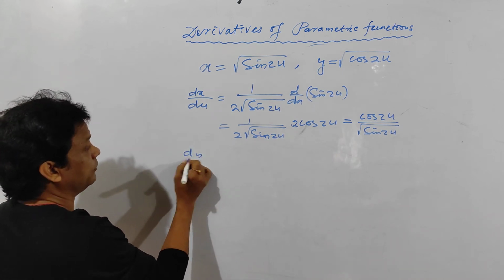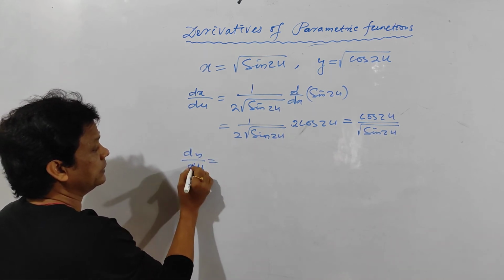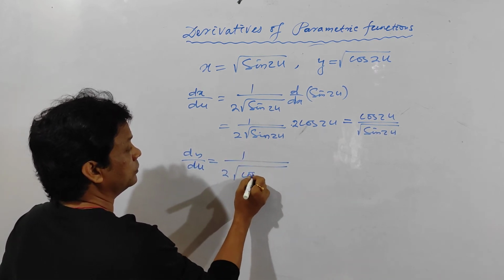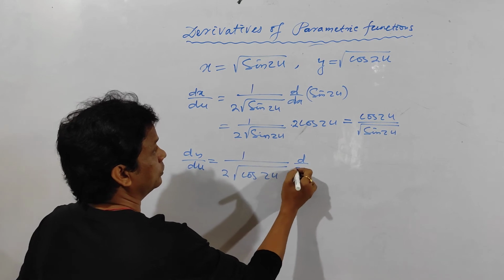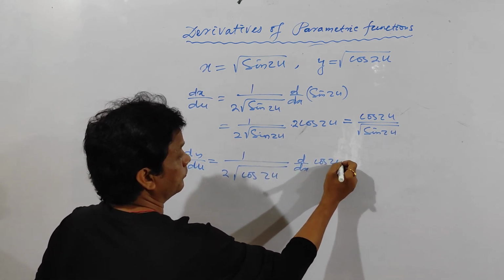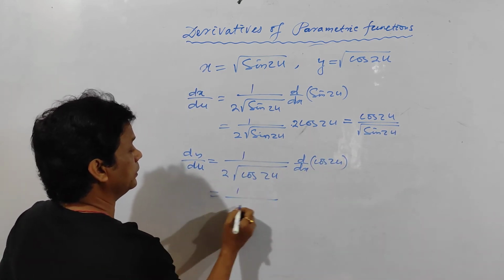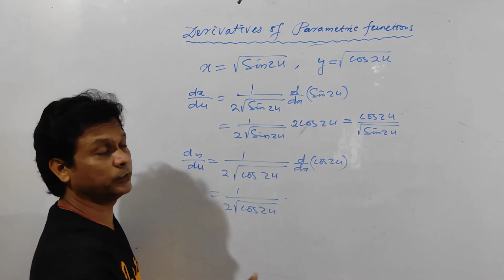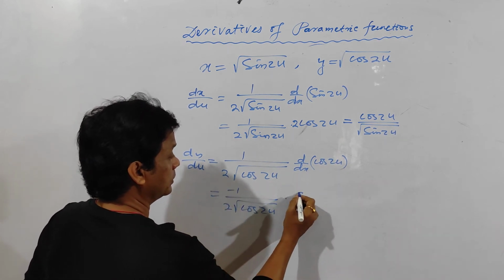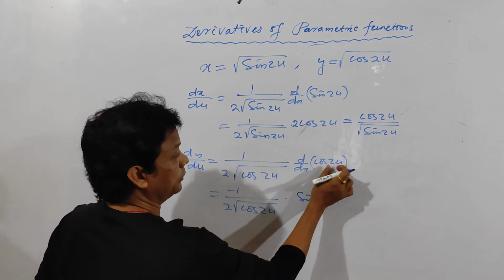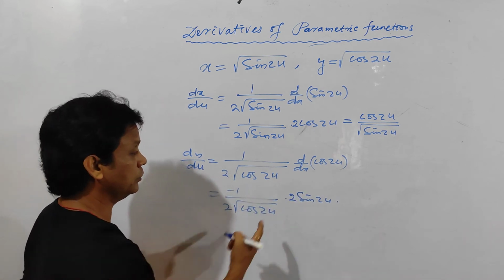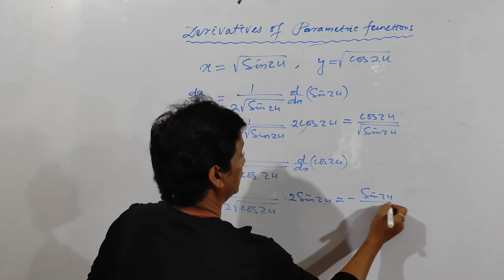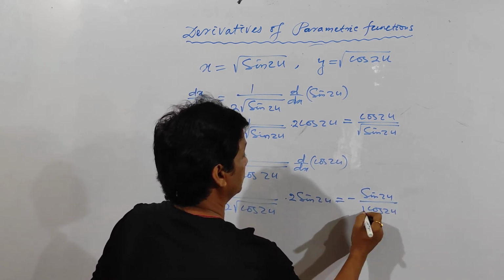Again, what is dy by du? Again it is in the form of root over u. 1 by twice of root over cos 2u into derivative of cos 2u. It is minus sin 2u into derivative of 2u, which is 2. Here 2 cancels out. So minus sin 2u divided by root over of cos 2u.